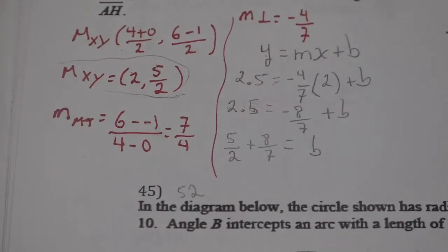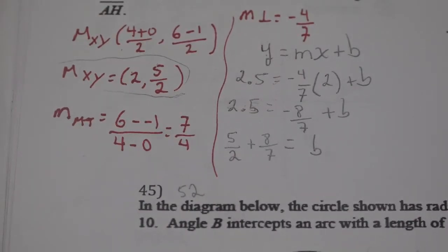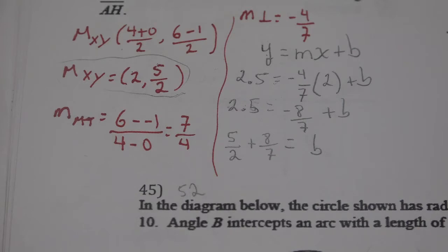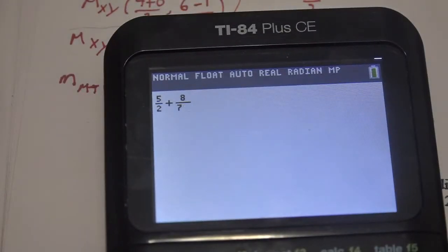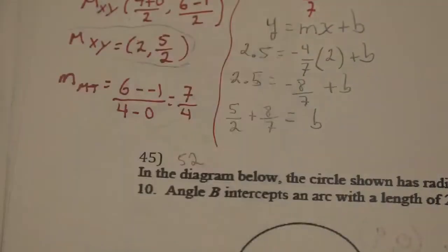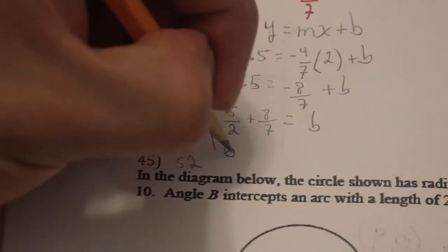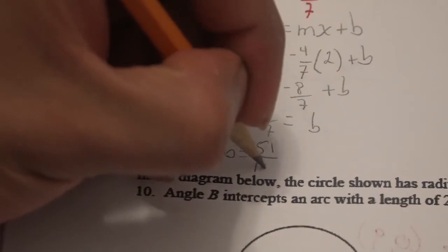So now what is 5 over 2? Let me see, alpha y equals 5 over 2, plus, and then that would be 8 over 7. Alpha y equals 8 over 7. That's basically when I say alpha y equals, I'm doing the fraction thingy. And it's 51 over 14. So b is 51 over 14.